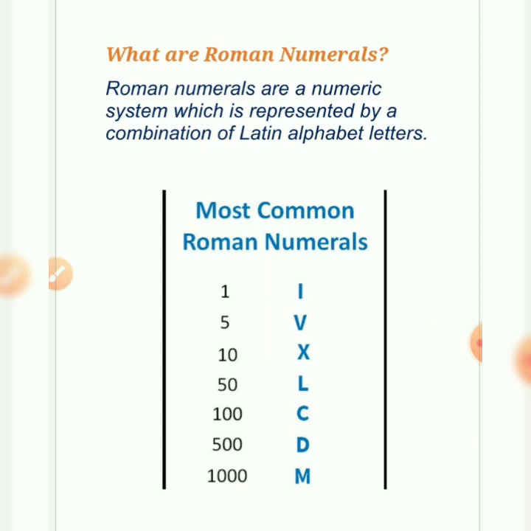Okay, now number 1 stands for I. So the Roman numeral for 1 is what? I. You have to remember all these Roman numerals. Now for 5 we have to write V. For 10, we will be writing X. For 50, we will be writing L. For 100, we will be writing C. For 500, we will be writing D. And for 1000, we will be writing M.